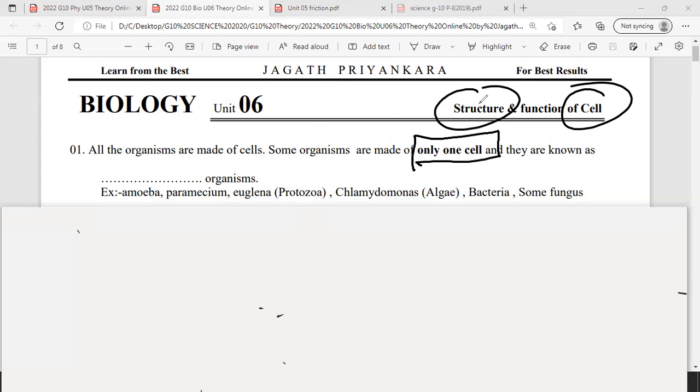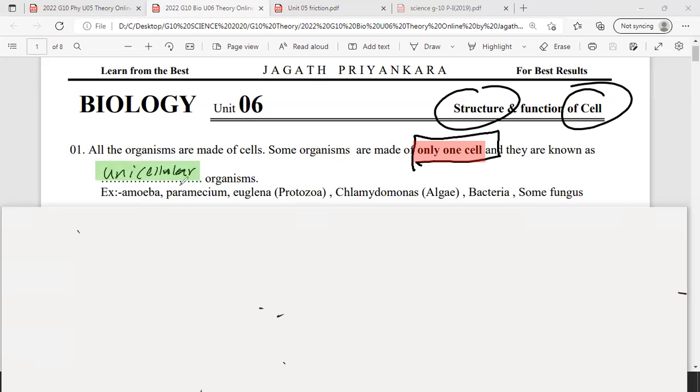Okay, come to the first blank here. All organisms are made of cells, and some organisms are made of only one cell, highlighted in bold letters. They are known as which organism? Unicellular organism. Come to the first blank: unicellular organism. Right. Next one, I'll highlight this answer.